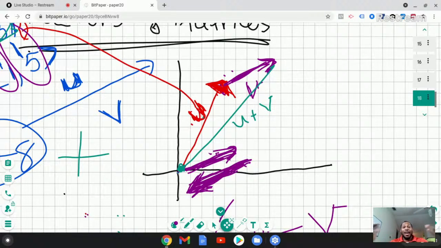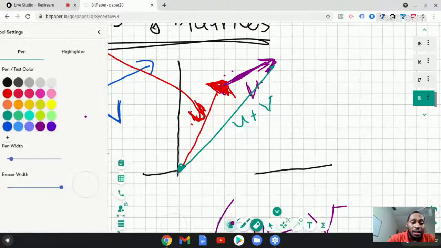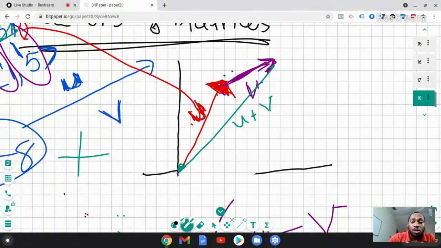Now, how do we add those? Remember, it's tip to tail. So I'm going to need a tip of a vector, and then I'm going to add that to a tail. Now here's what happened here, and I want to erase some of these so you can understand. Let me take away this, and I want to redraw this so you can really understand what I'm saying.